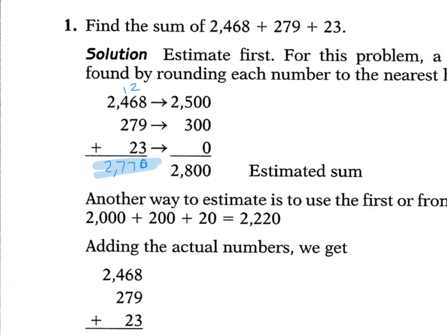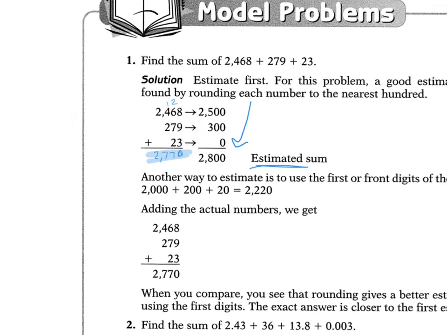So if we were to round first to get an estimated answer, our answer would be kind of close to if we were to just add them all up without rounding, but it wouldn't be exact, it would be estimated.